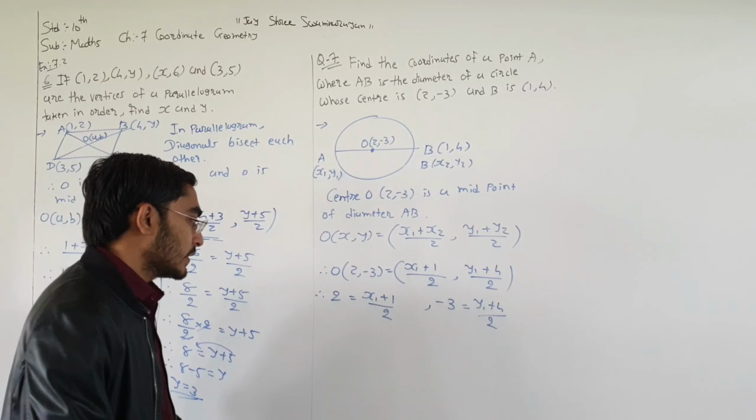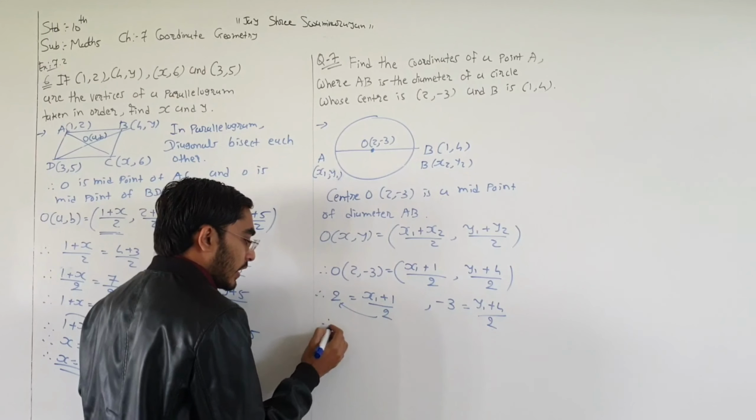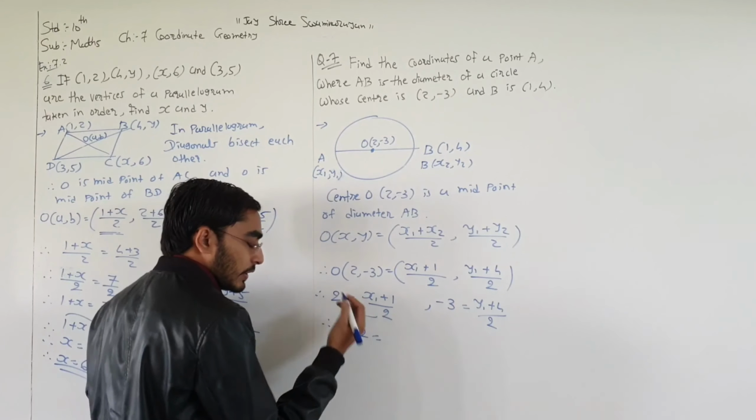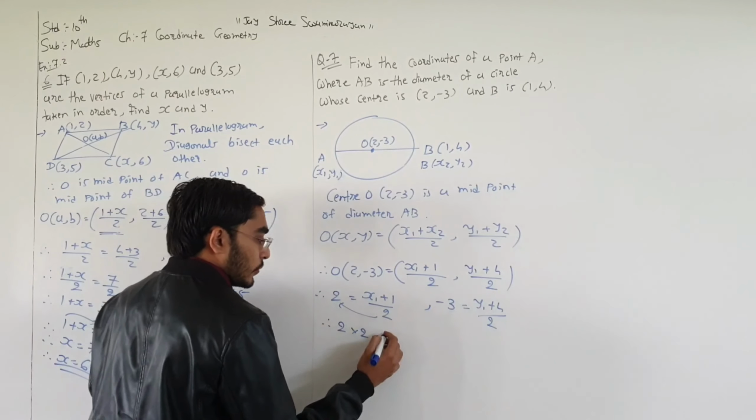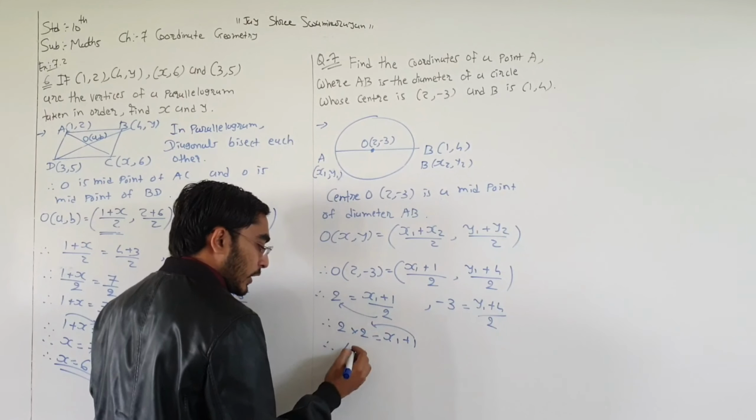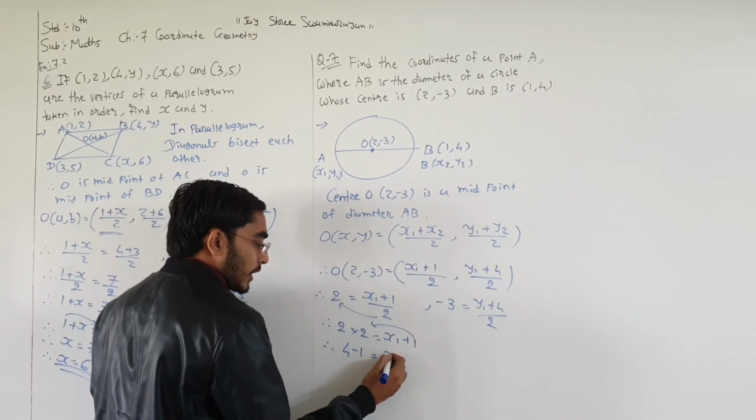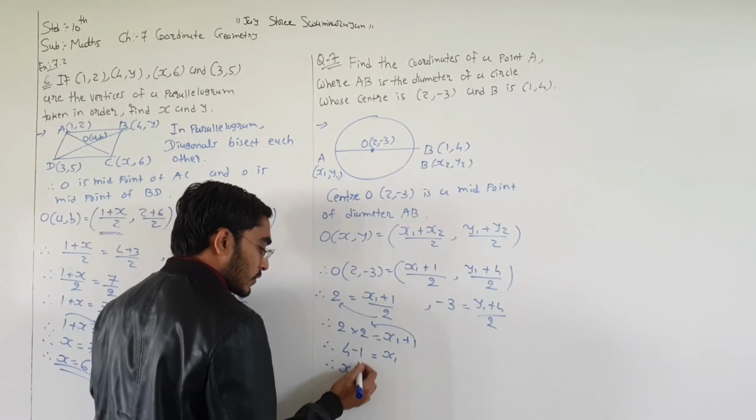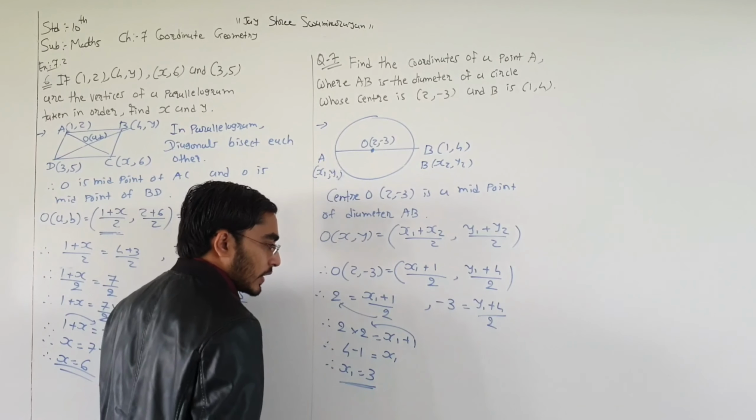So now from here transfer this 2 to the left hand side. So 2 multiply 2, this divide by 2 goes to the numerator. So here x1 plus 1. Now 2 2s are 4. Transfer this plus 1 to the left hand side, it becomes minus 1. So x1 is equal to 4 minus 1, which is 3.